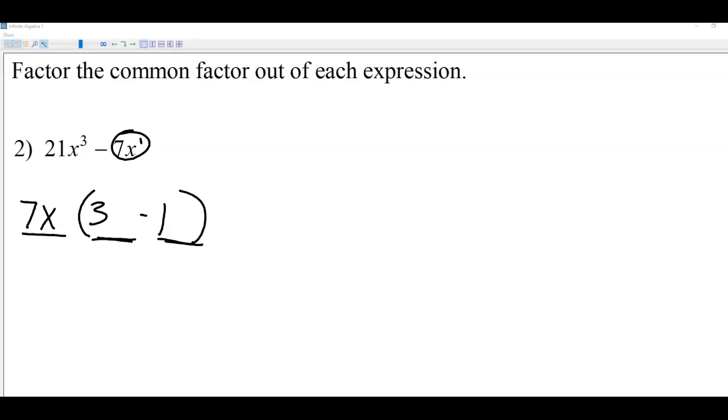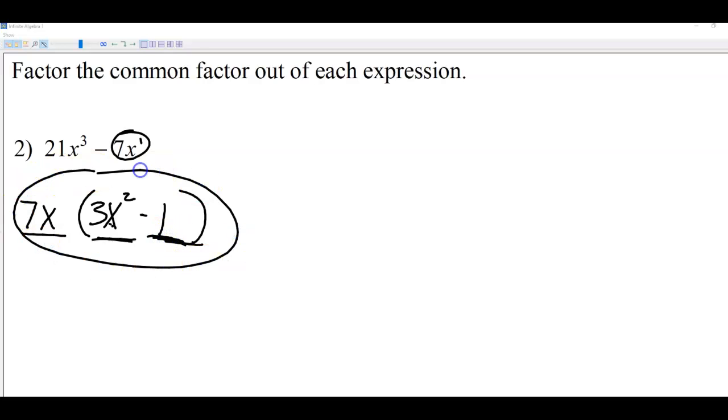Let's see what's left on the inside. Elizabeth, how many x's will be left here? And then Timothy, how many x's will be left here? None. So I'm done. So that's the GCF method, okay?